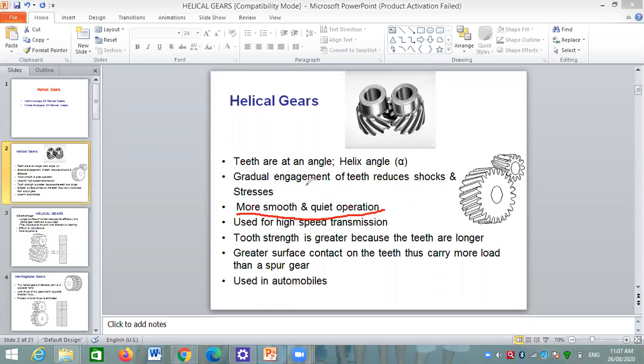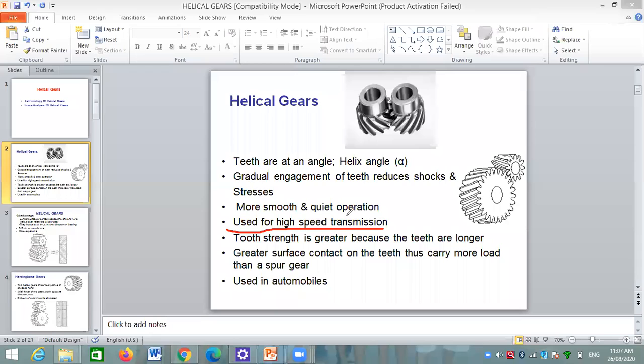Okay, these are the advantages of the helical gear over a spur gear. It is used for high speed transmission. Due to the quiet and smooth operation, the speed of transmission is high, which means high speed is transmitted by use of the helical gear. That's why for a high speed operation, helical gear is preferred over a spur gear.